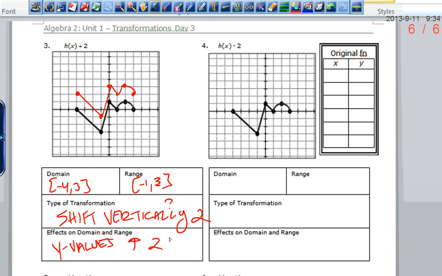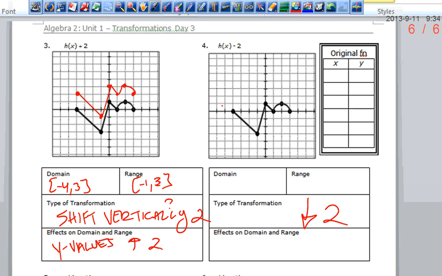For the sake of not beating a dead horse, do we know what -2 does for number 4? Yeah, it goes down 2. So I'm just going to do down 2 right here. Are we all okay skipping this? Because we all know that it goes down 2. Anybody opposed? Okay.